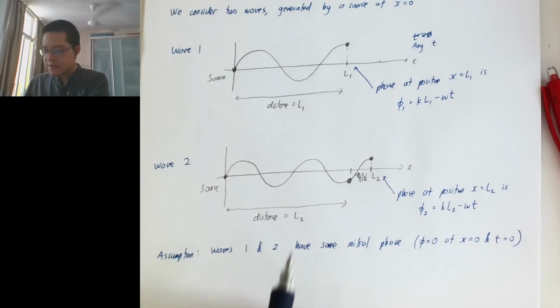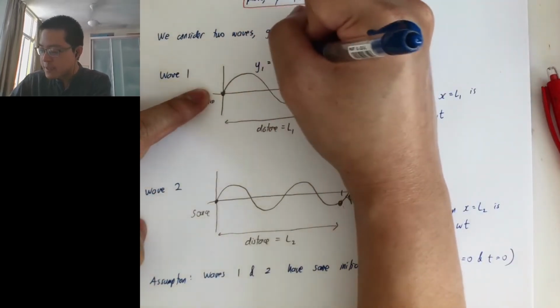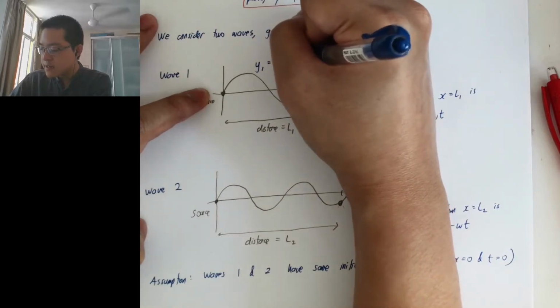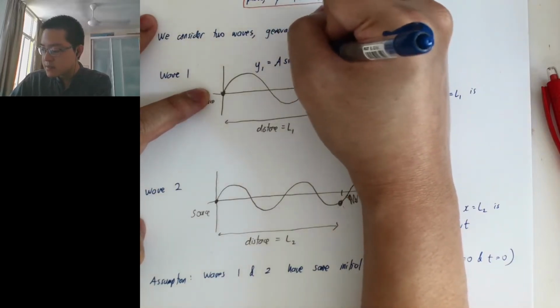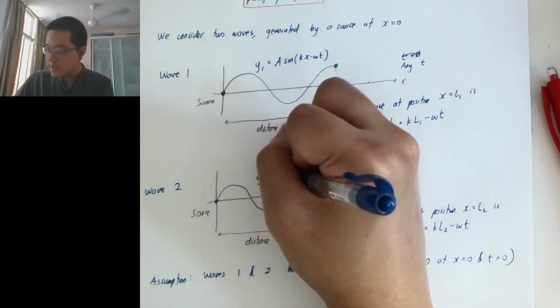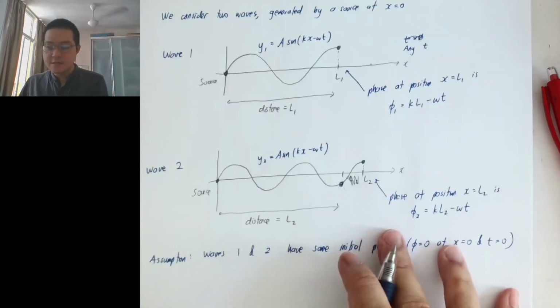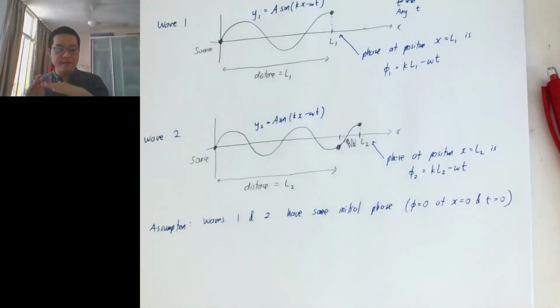Oh yeah, I forgot to write the equation for the wave. So the equation for wave 1 is y1 equals A sine kx minus omega t. And then wave 2 is also the same. So y2 equals A sine kx minus omega t, right? So this is my two waves. So what if I interfere these two waves?